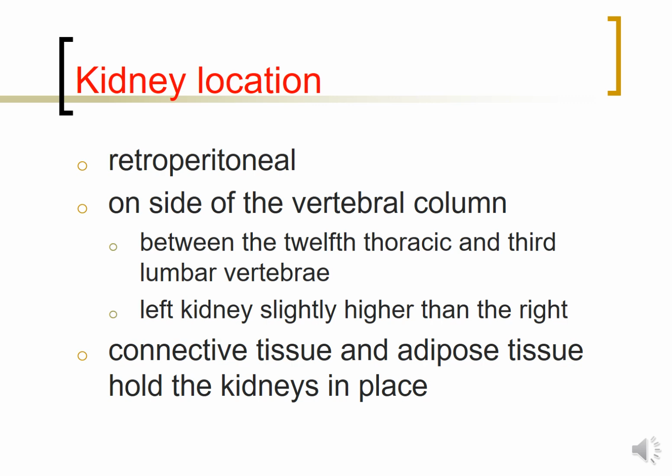The kidneys are located on each side of the vertebral column, and their location is between the 12th thoracic and 3rd lumbar vertebrae. Due to the asymmetry of the liver, the left kidney sits slightly higher than that of the right. There is connective tissue and adipose tissue that help to anchor the kidneys in place.